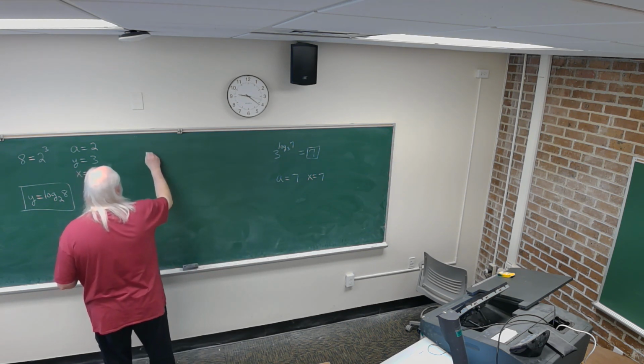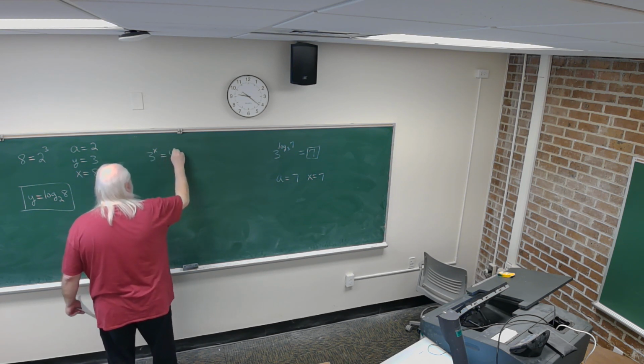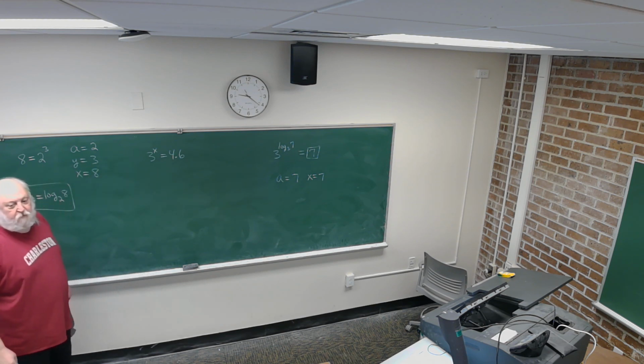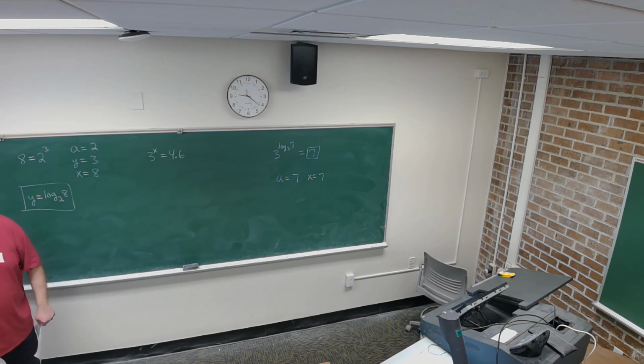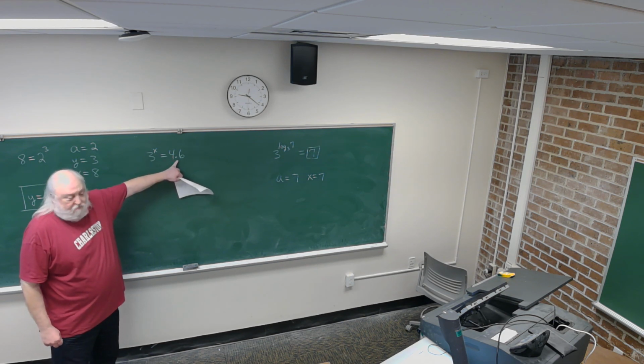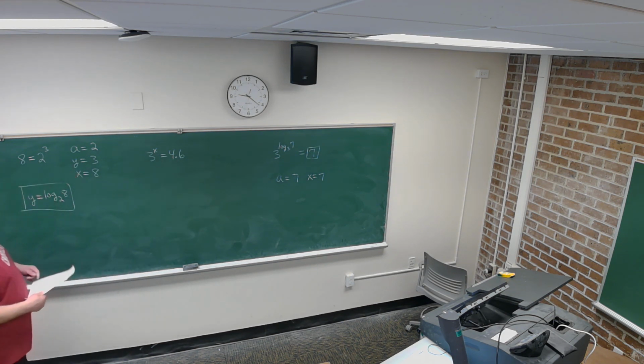In B, we have 3 to the x is equal to 4.6. Now this is one where you've got to pay attention, because x is not over here. X replaces y as the exponent. So now we're moving variables around. The role of x is changed in this one. X is now in the place of y as the exponent.